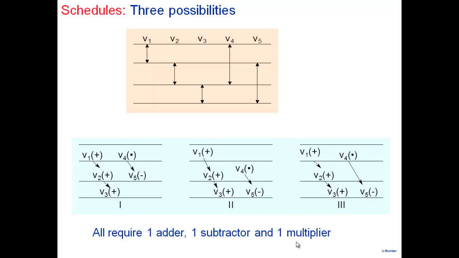Will they differ in terms of how much time, latency or clock period or throughput or anything else? Do they differ? What will decide the clock period in these cases? What will decide the clock period?